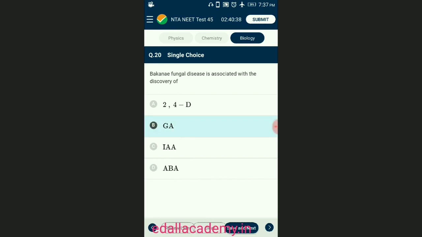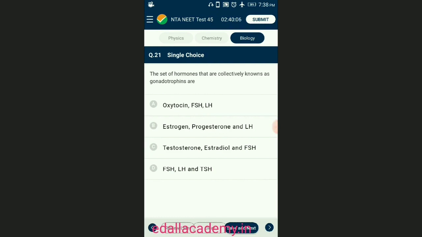Question number 21. The set of hormones that are collectively known as gonadotropins are. Follicle stimulating hormone and luteinizing hormone are major, and prolactin is a weak gonadotropin secreted by the pituitary gland in humans. These stimulate the gonads, in males the testes and in females the ovaries. They are not necessary for life but are essential for reproduction. So the correct option is A, oxytocin, follicle stimulating hormone, and luteinizing hormone.